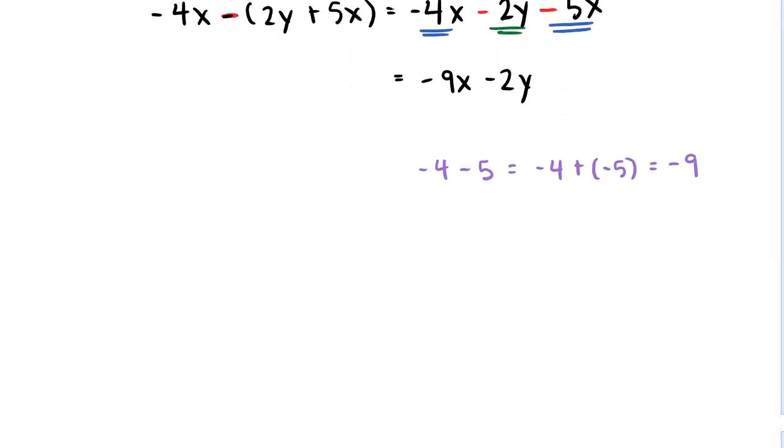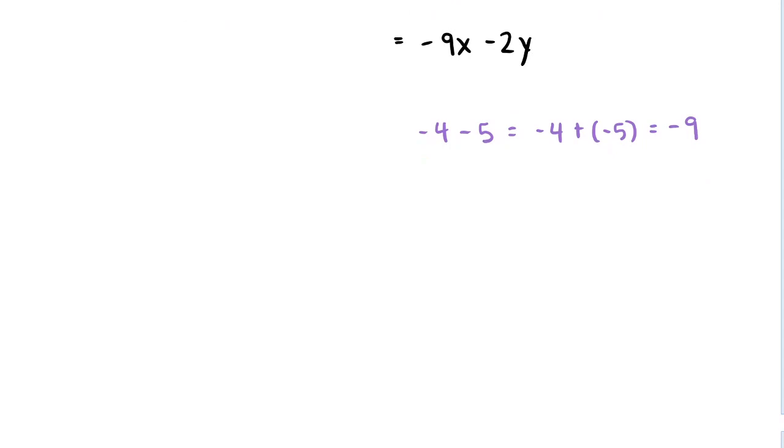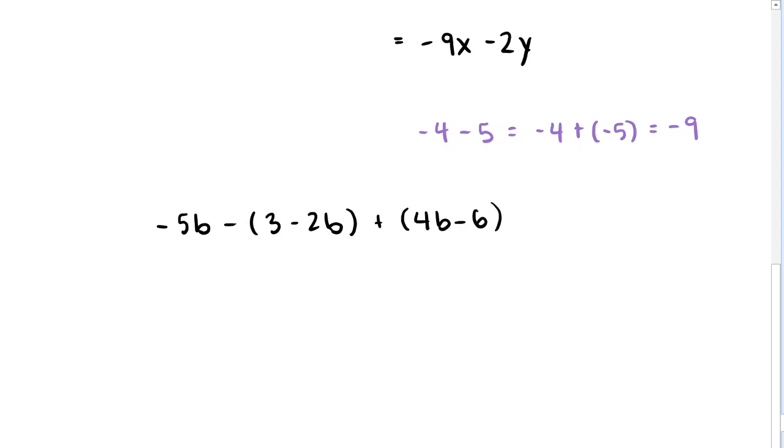So another example, I think this is kind of the trickier example, is just in general subtracting with parentheses. If we have minus 5b and then minus, in parentheses, 3 minus 2b, and then in parentheses we're adding on 4b minus 6, how would we simplify this expression? I definitely encourage you to try this example yourself first before we go over it together.